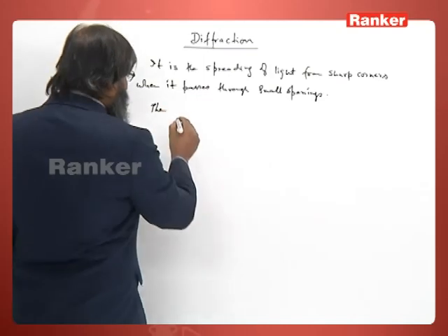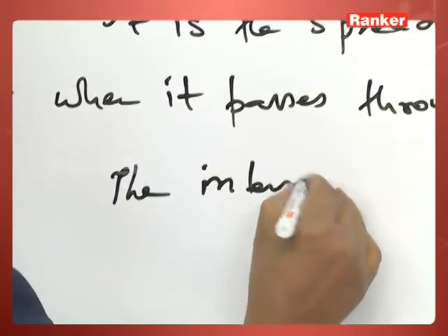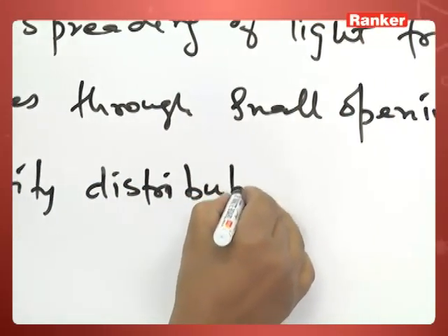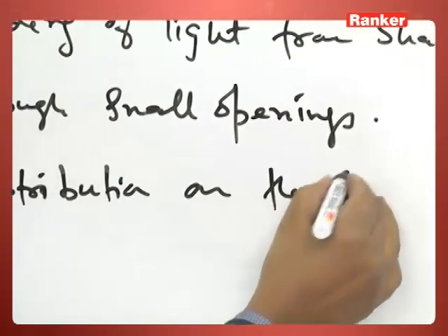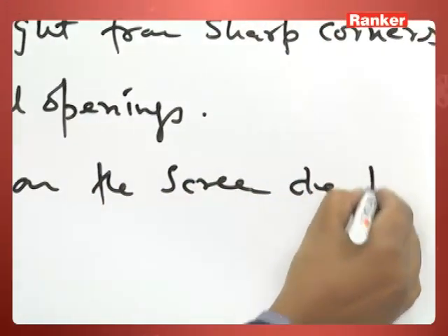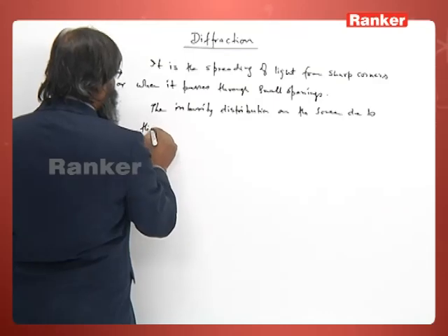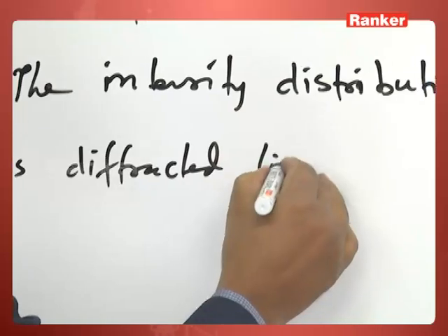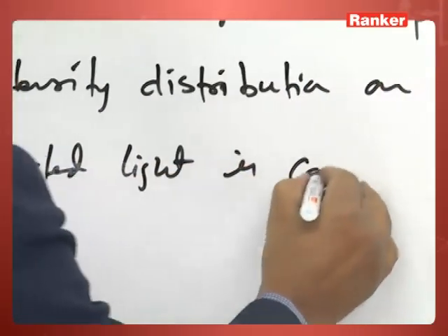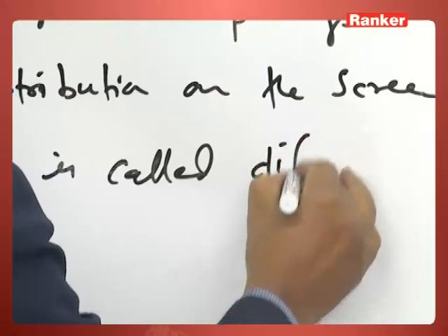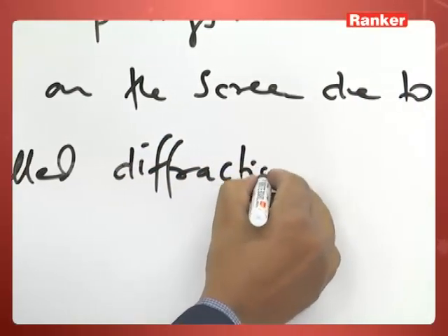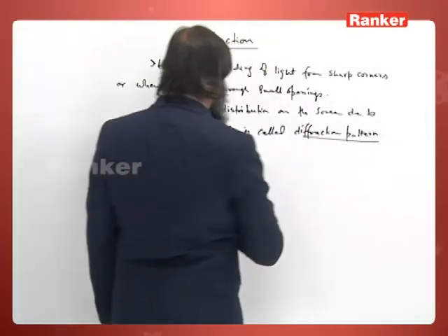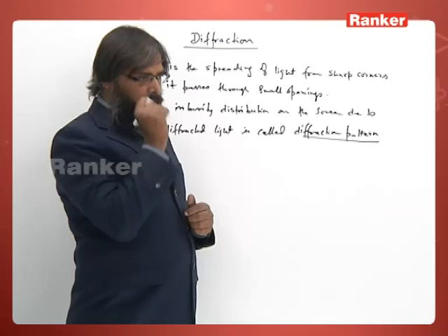The intensity distribution on the screen due to this diffracted light is called the diffraction pattern. So this is what diffraction is.